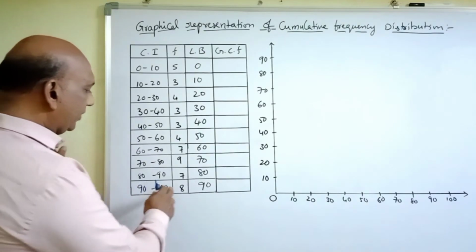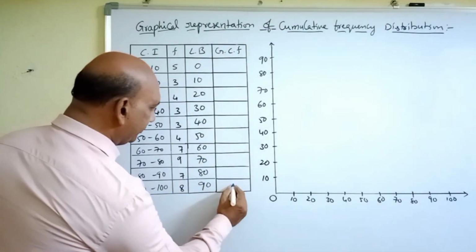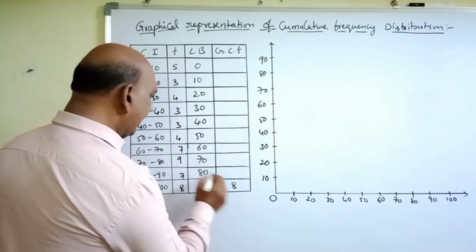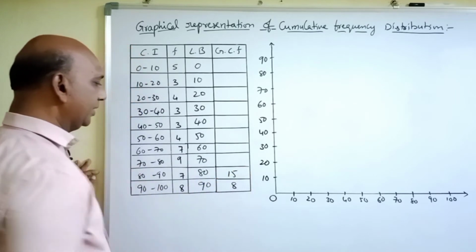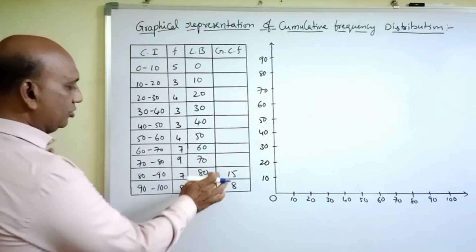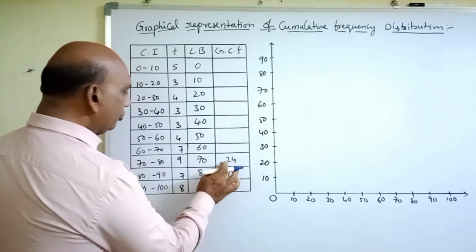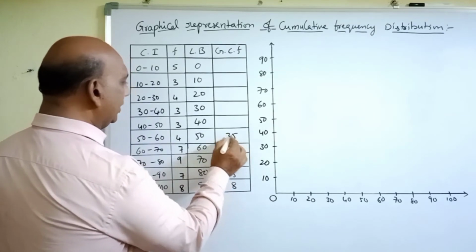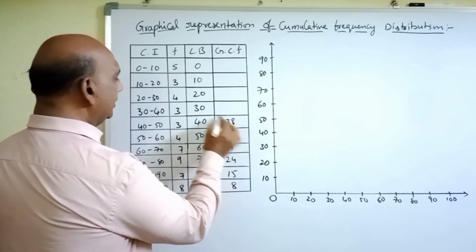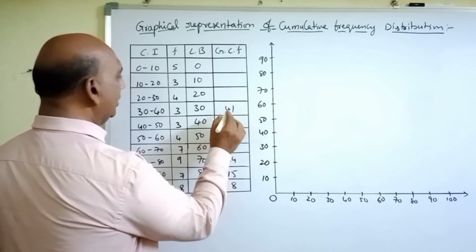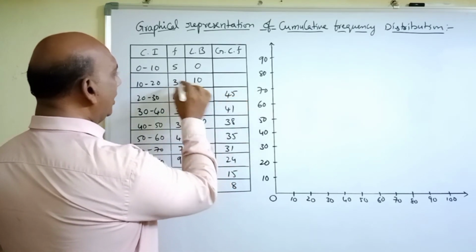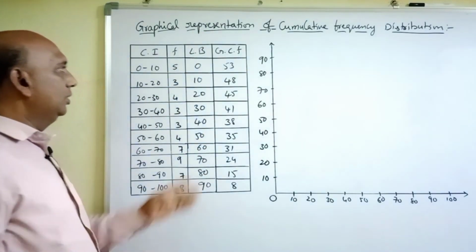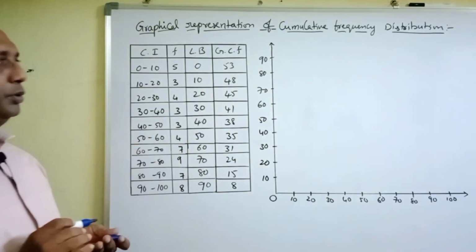That means take the first frequency from the lower, that is 8. To this 8 add the next frequency, 8 plus 7 is 15. To this 15 add the next frequency: 15 plus 9 is 24. 24 plus 7 is 31. 31 plus 4 is 35. 35 plus 3 is 38. 38 plus 3 is 41. 41 plus 4 is 45. 45 plus 3 is 48. 48 plus 5 is 53. So these are called greater than cumulative frequencies.